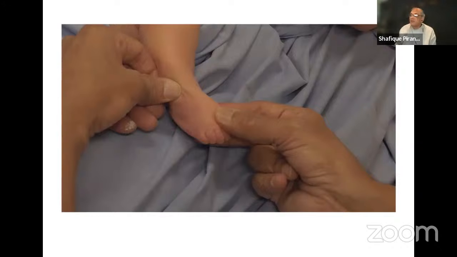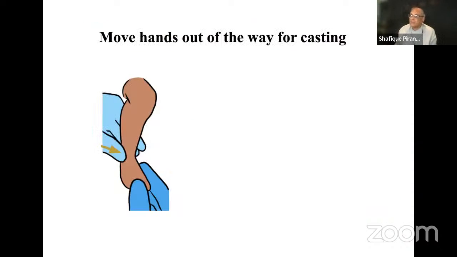Okay, so now you've got the foot abducted, and I don't think you have to do this for 5 minutes. You just do it once, you establish in your own mind how much correction you can achieve without hurting the child. And now your job is to put on an effective cast. Well, you've got to get your hands out of the way, because if you don't, then how's the cast going to go on? So how do you get your hands out of the way? Well, this is where the hands were when you finished the manipulation.